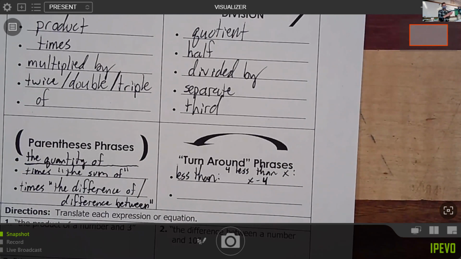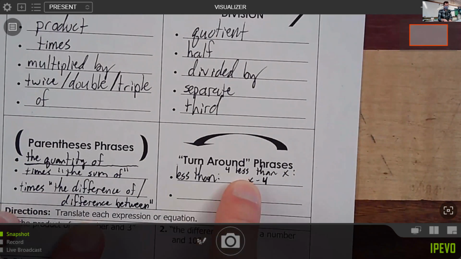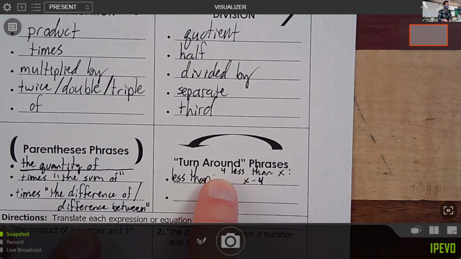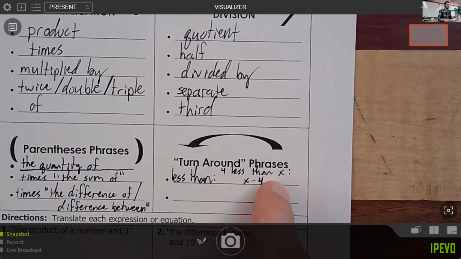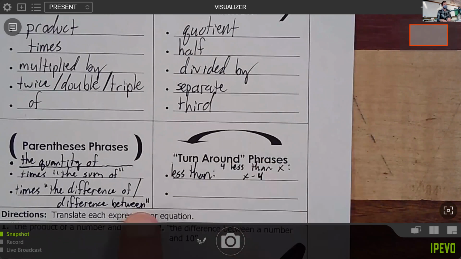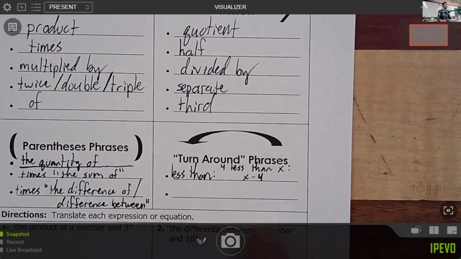But what happens a lot of times is when I introduce variables to this, and especially when you're reading it, a lot of times people will say, all right, I've got 4 less than x, so I'm going to write 4 minus x. But that's not what the words mean. The words mean exactly what your brain just did with 2 less than 10. Flipped it around, did 10 minus 2. So that's what we're doing here. We're flipping this around and we're saying x minus 4. So that's what a turnaround phrase means.